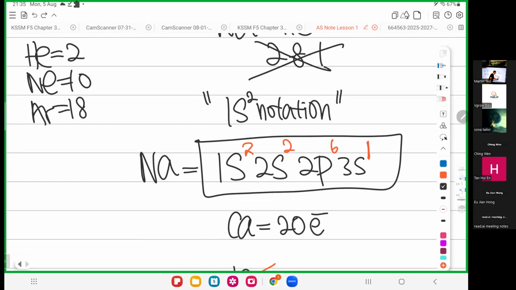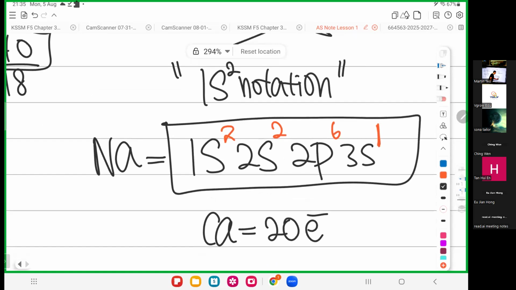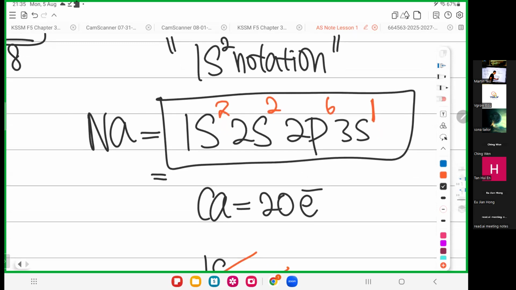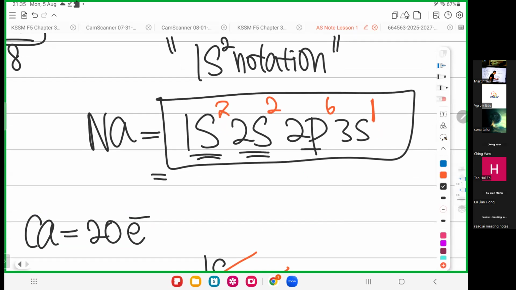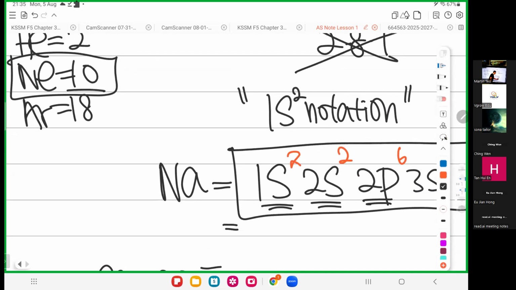So 2 electrons, more than enough. 10 electrons still can, because you have 11 in total. 18 cannot. So we go for the biggest number that is possible, which is 10 electrons. Where is the 10 electrons? This one: 2 plus 2 plus 6, 10 electrons. If you're lazy, you don't want to write it out, you can save some space like this. This 1s2, 2s2, 2p6, total 10 electrons, is equivalent to neon.